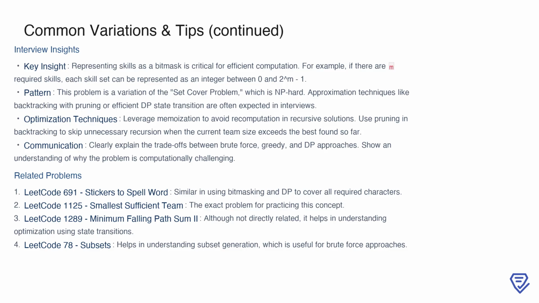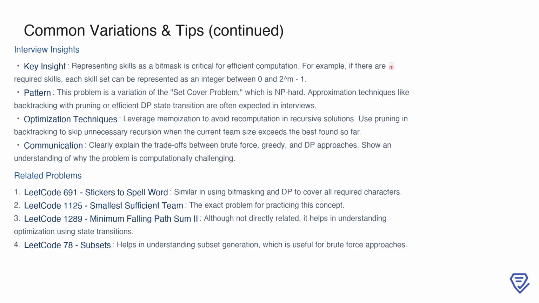To succeed in interviews, it's important to understand key insights about this problem. Representing skills as a bit mask is fundamental for efficiency. For example, if there are m required skills, you can represent each skill set as an integer between 0 and 2 to the power of m minus 1, which allows for compact and fast operations. This problem is essentially a variation of the set cover problem, which is NP-hard.